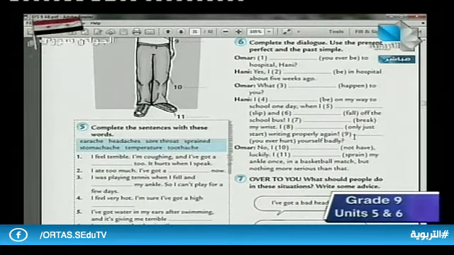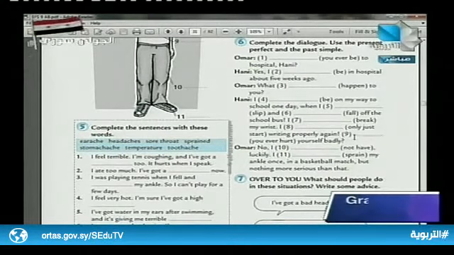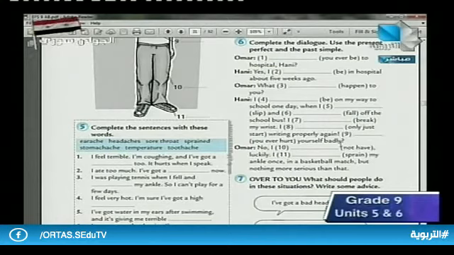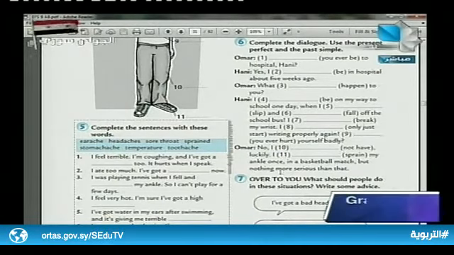Number 9. It's a question. Have you ever hurt yourself badly? No, I haven't. The answer is with haven't. Luckily, I sprained my ankle once in a basketball match, but nothing more serious than that. Very nice.